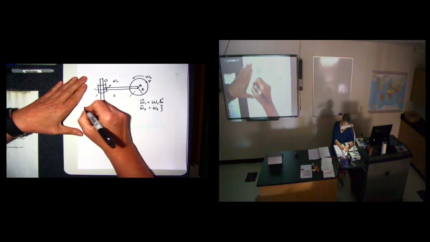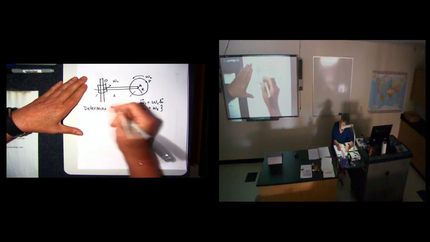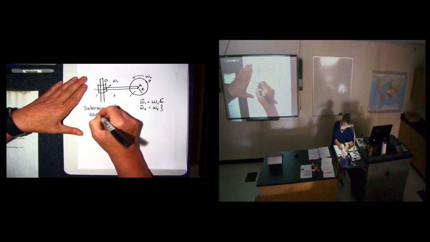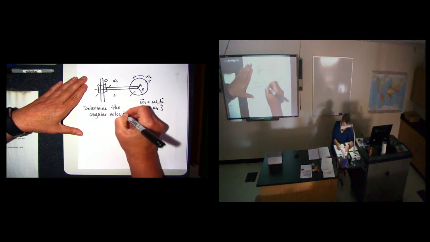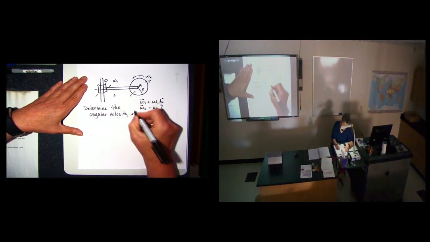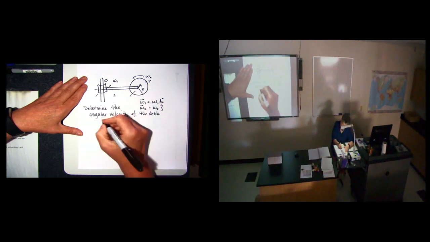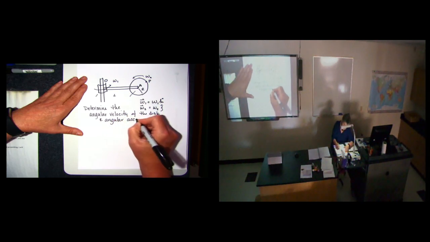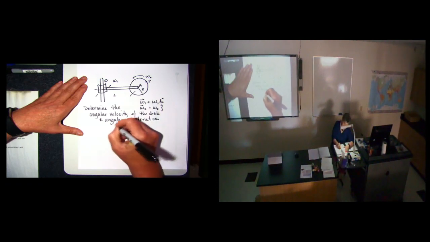What we want to do, or what we're headed to do, is determine the angular velocity of the disk and its angular acceleration for the system shown.